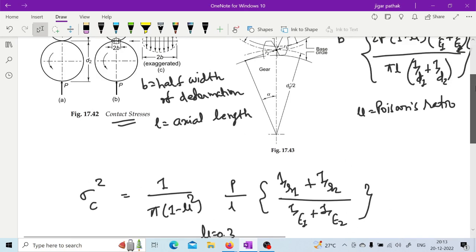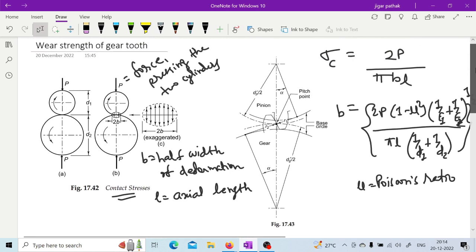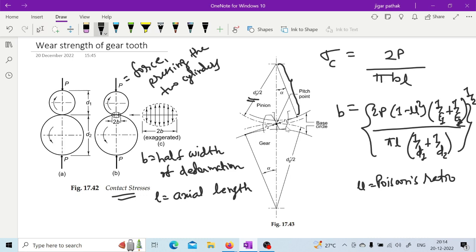Now if you look at this figure, the gear and pinion are mentioned. From this, r1 and r2 can be expressed as dp dash by 2 into sine alpha, because this distance is dp dash by 2, and here we have an angle alpha. This r1 is the distance from here to here, and it is given by dp dash by 2 sine alpha. Similarly, r2 is dg dash by 2 sine alpha.